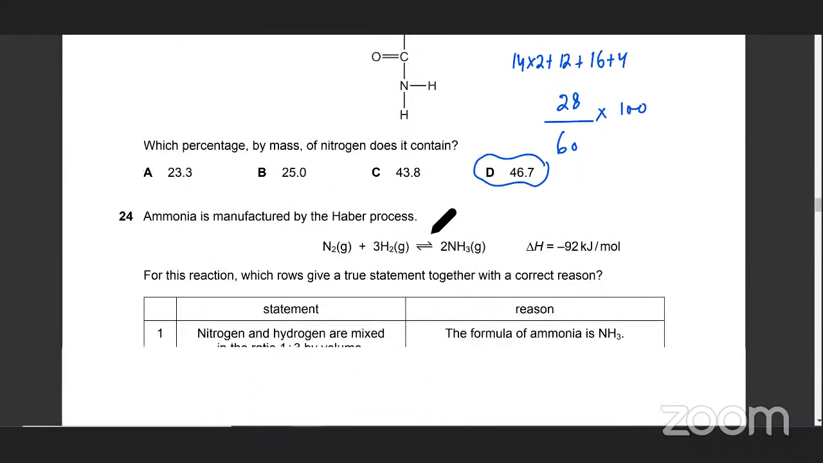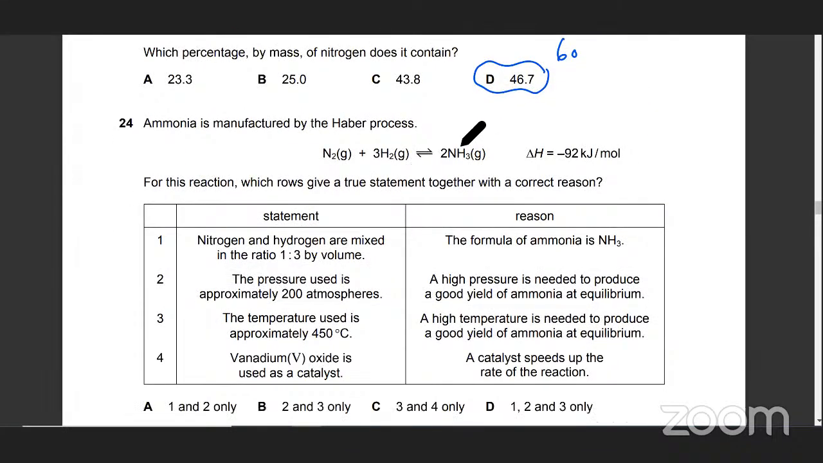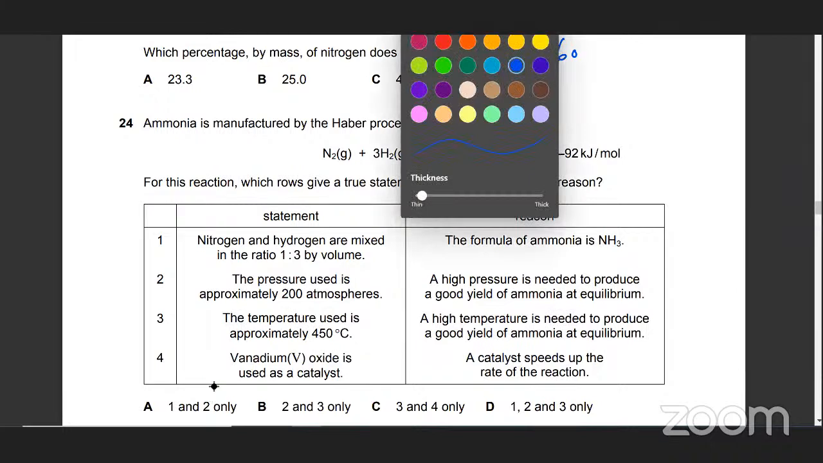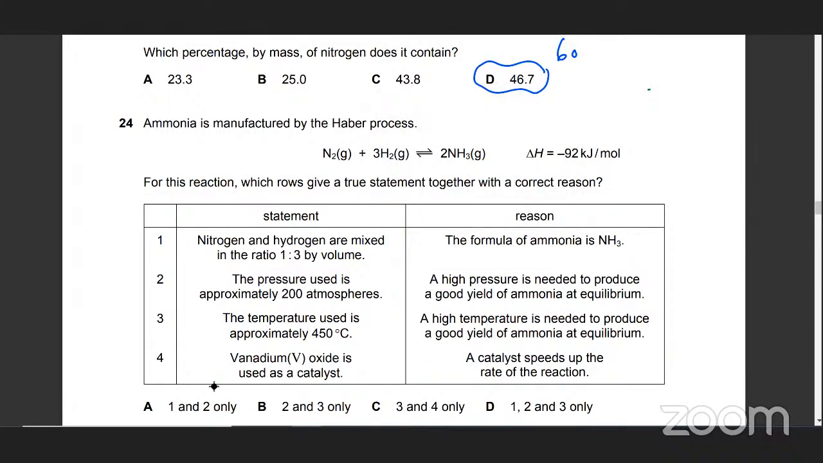So next one, Haber process, ठीक है, Haber process का सब कुछ दिया हुआ है, क्वेश्चन दिया हुआ है. Haber process के अंदर the 3 conditions. What are the 3 conditions? Okay, the temperature should be 450. The pressure should be 200 atmospheres.